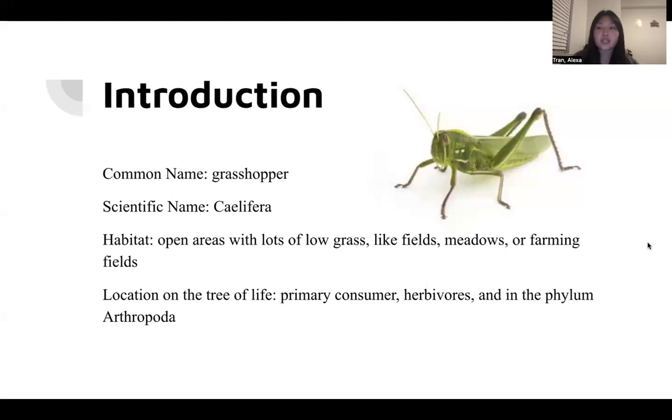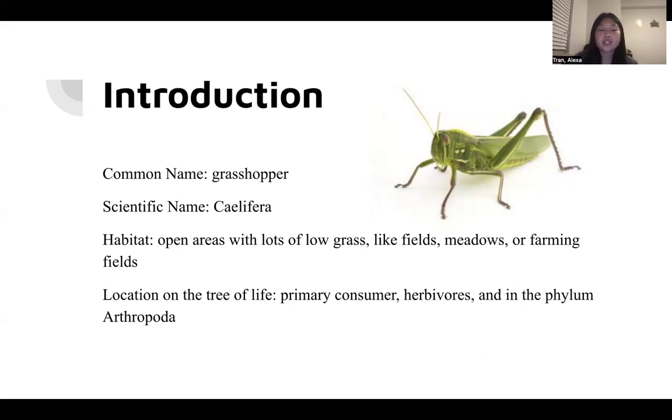A little introduction. Here is a picture of a grasshopper on the right. The common name is a grasshopper. The scientific name is a Coelophyria, and the habitat that they currently and commonly live in are open areas with lots of low grass like fields, meadows, or farming fields.